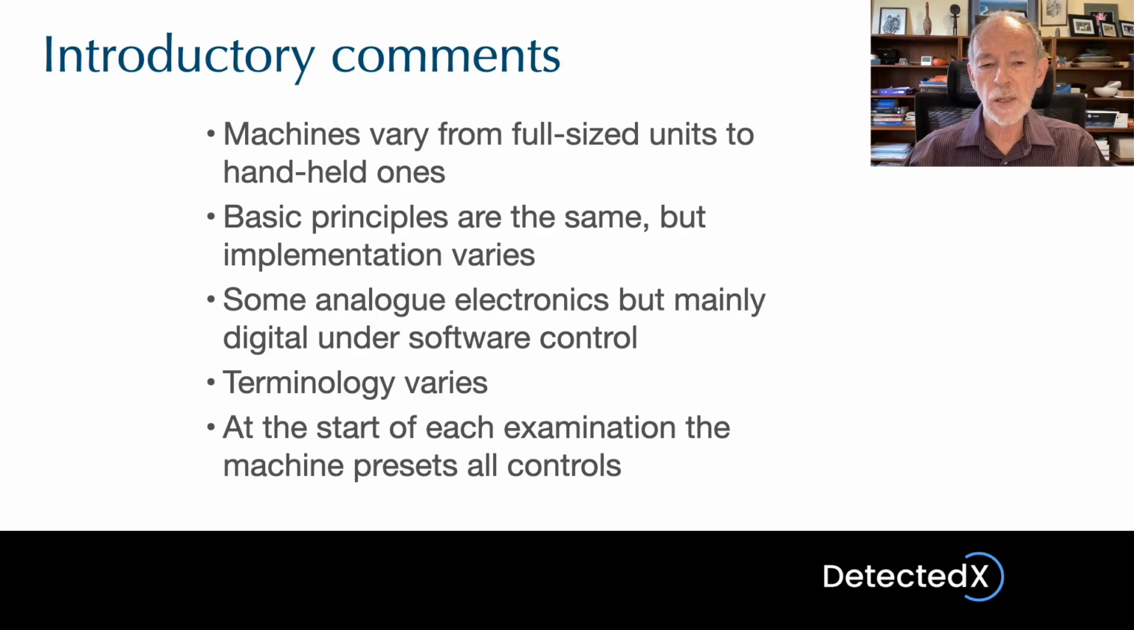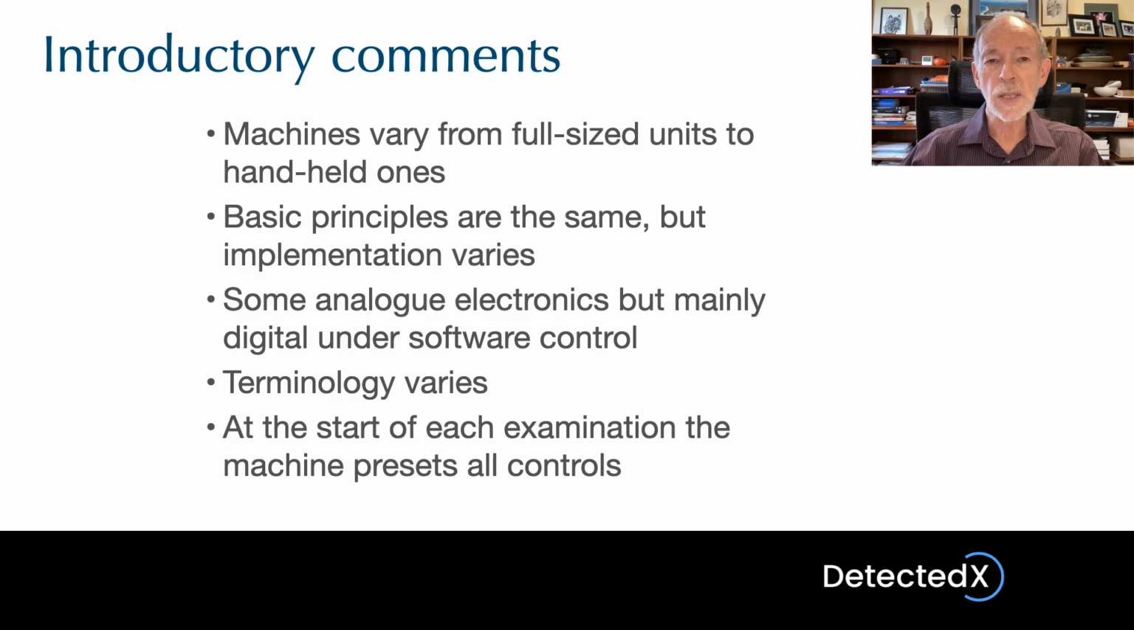Lastly, I would like to describe what happens at the start of any given examination. You select an appropriate probe depending on the kind of examination you're doing. You then enter patient details and select from a menu the type of examination you're doing. For example, if you're doing an abdominal examination, you may be able to choose, for example, an adult renal scan.